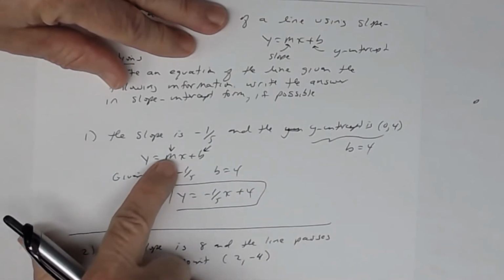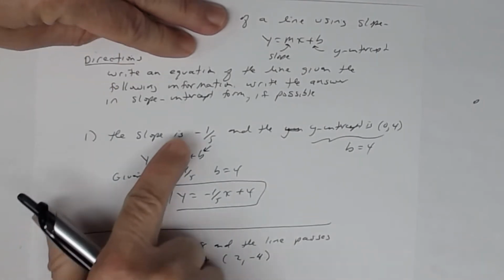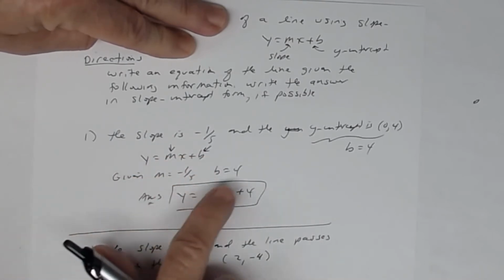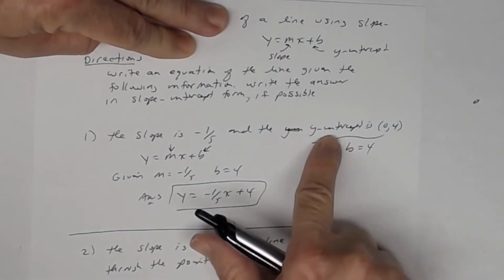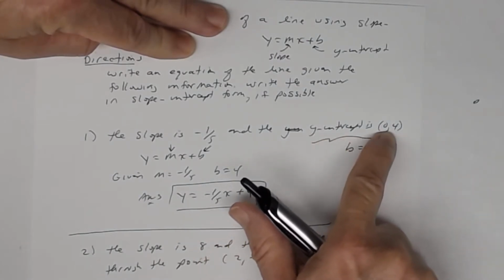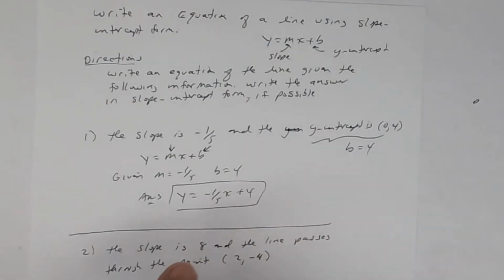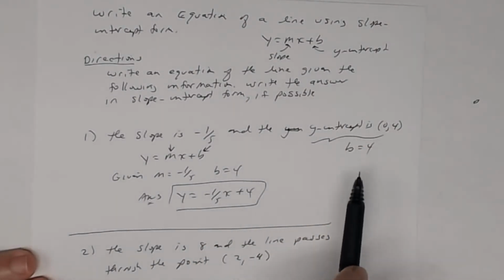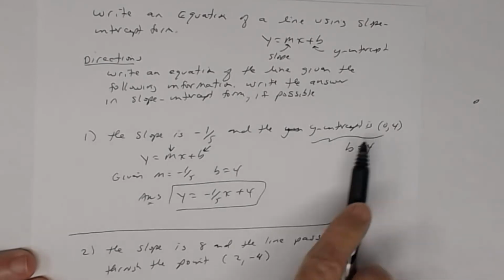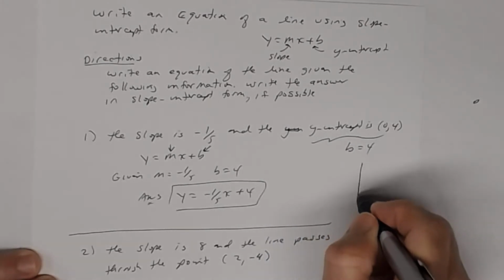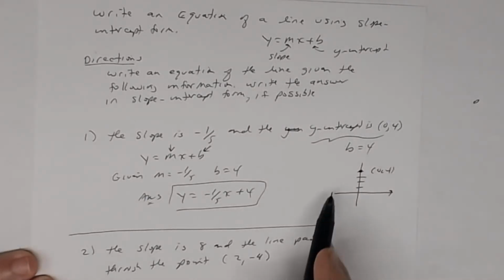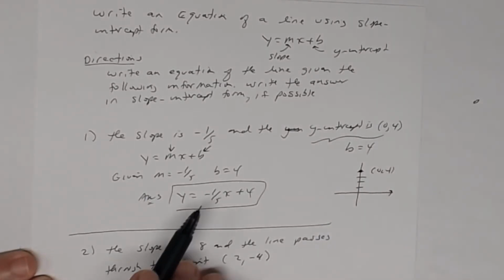So in order to write the answer in slope-intercept form, you must be given the slope and the y-intercept. You have to recognize that whenever you're given that the y-intercept is this ordered pair (0, 4), and by the way, hopefully you do understand that this ordered pair (0, 4) is the y-intercept. That point does lie on the y-axis: 1, 2, 3, 4. That's the point (0, 4). So that's the point on the y-axis, and there's your answer.